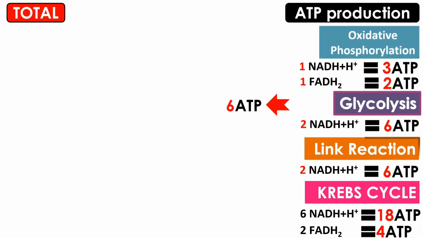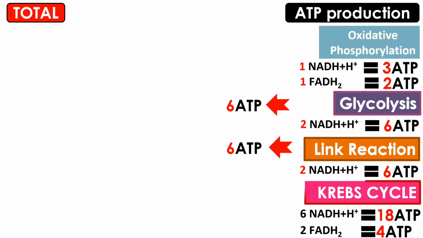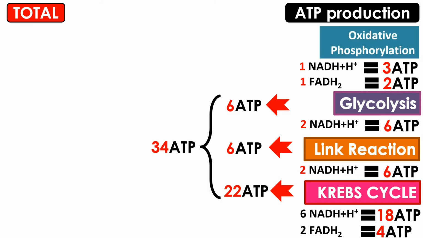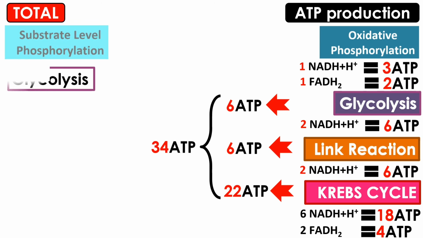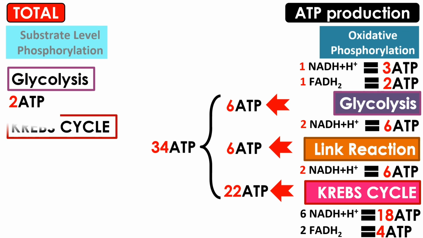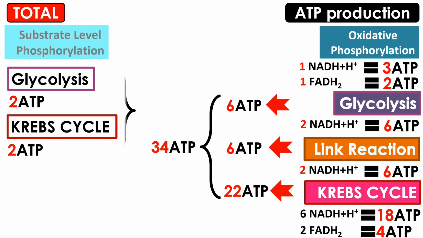By counting all the ATP produced during oxidative phosphorylation, for each glucose oxidized, a total of 34 ATP can be produced. Don't forget the ATP molecules produced via substrate level phosphorylation, which is a net of 2 ATP during glycolysis and a net of 2 ATP during the Krebs cycle, which will add up to the 38 total ATP produced for each glucose molecule oxidized.